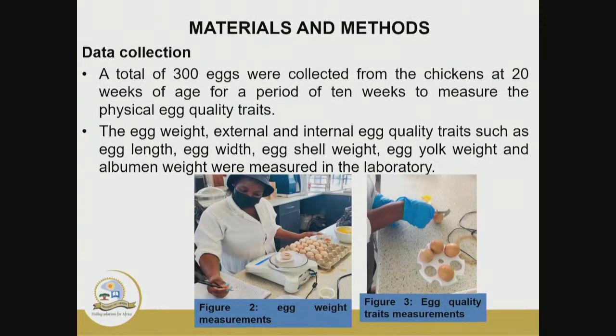300 eggs were collected from the chickens at the age of 20 weeks for a period of 10 weeks to measure the physical egg quality traits. In the study, the egg weight and internal and external egg quality traits were measured as listed there. The egg weight and the egg yolk weight were measured using the weighing scale as indicated in figure 2, and the egg length and egg width were measured using the vernier caliper as indicated in figure 3.